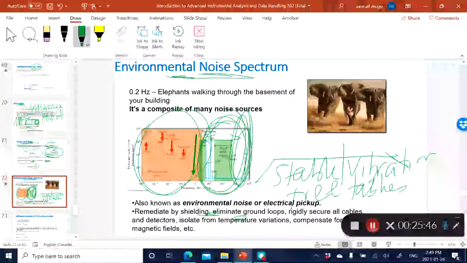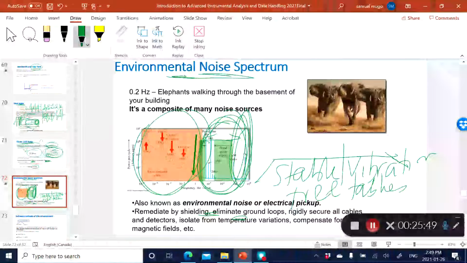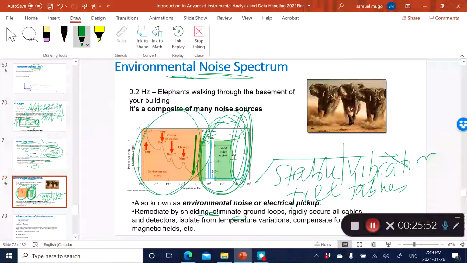So hopefully you'll be able to enumerate the 4 types of instrumental noise and ways of mitigating them. It's very important for this course.